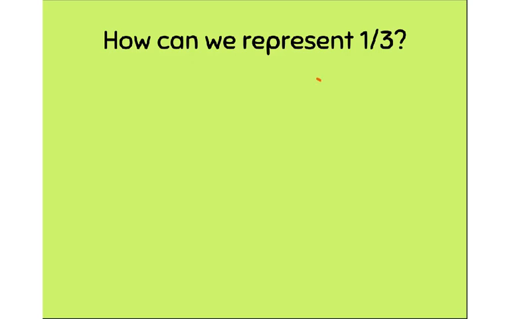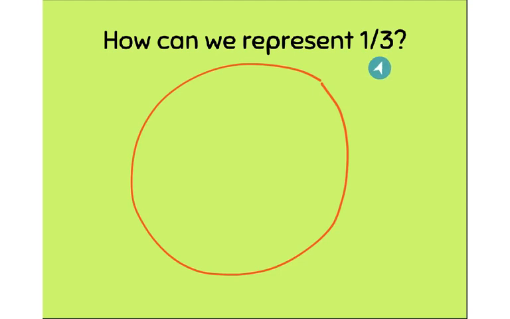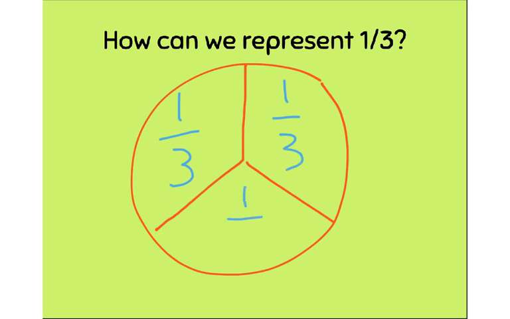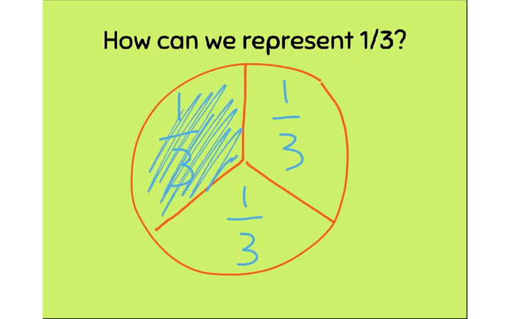In your notebook, draw another circle. Let's represent 1/3. So I might draw a line from the top to the middle, to the left, and then to the right, like an upside down Y. And now I know that I have 1/3, 1/3, and 1/3. Now if I just want to show 1/3, I'm just going to shade in this one right here, and you could do that with me. And that's how we represent 1/3.